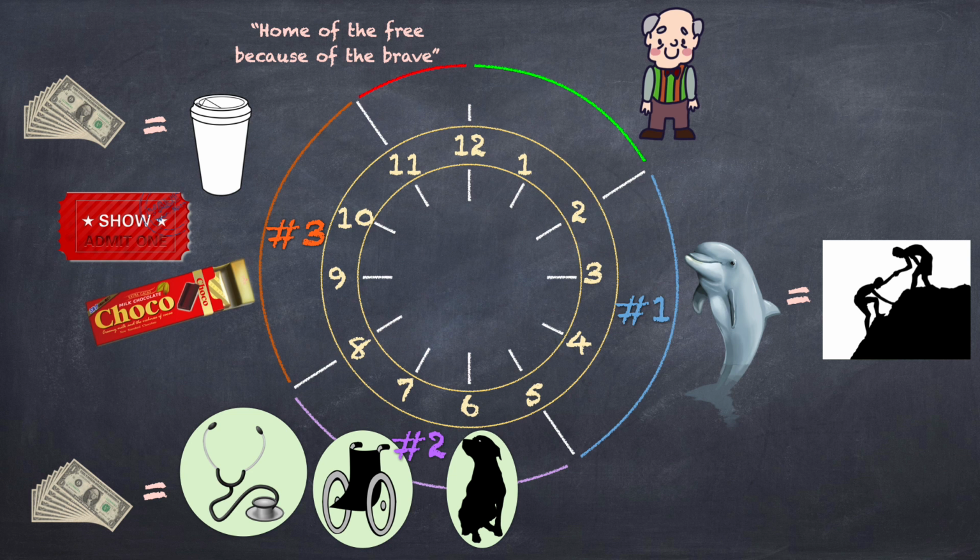If you look at it closely, now you can, rather than memorize an entire speech, you've got 11 images that you can look at. You've got the little grandpa drawing. You've got the 2 pictures, the dolphin and the people helping one another. You've got the main idea number 2 that has the dollar bills with the stethoscope, the wheelchair, and the dog, right? And then the last images is the money, coffee cup, movie ticket, candy bar.